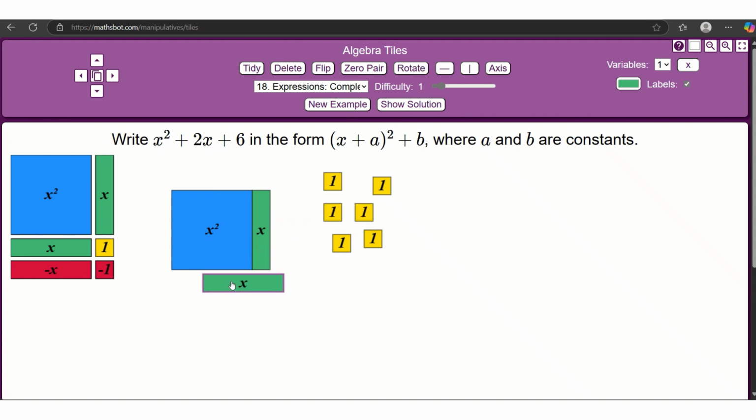So I'm going to rotate that. So that's the only way I can get the same dimensions. And then I can plug this 1 in, and that gives me a perfect square. And I got the rest of these guys just hanging out over here. Not super happy with that.